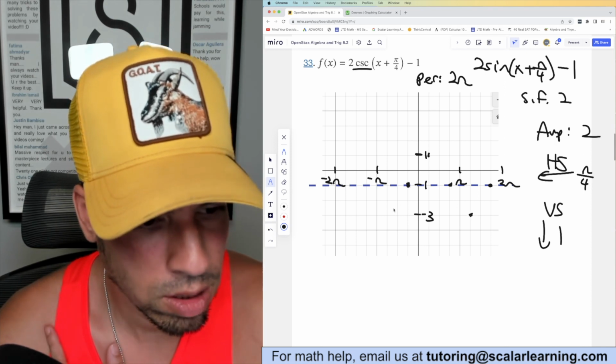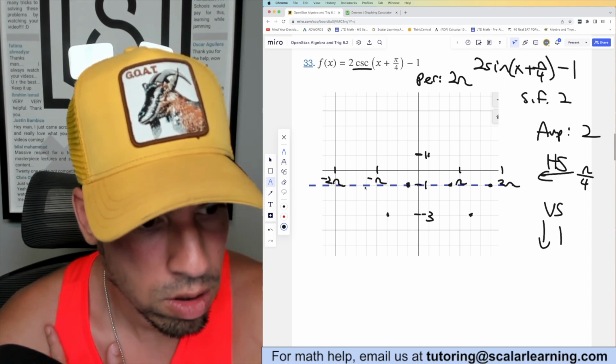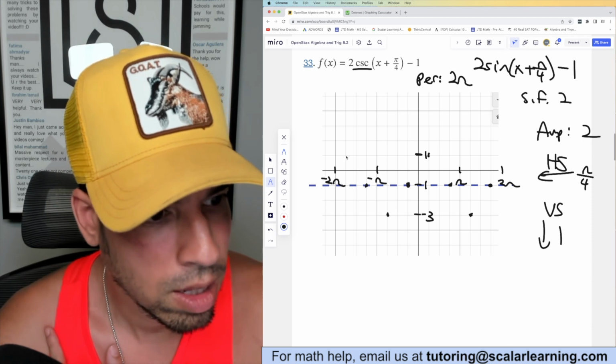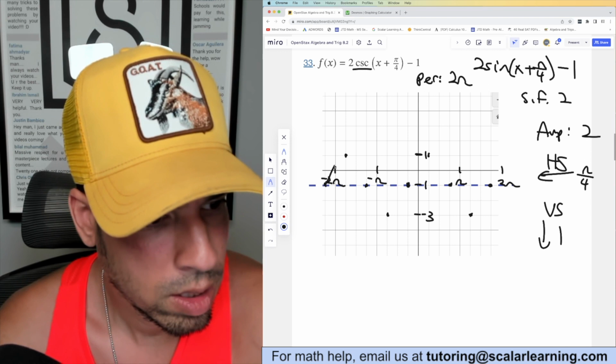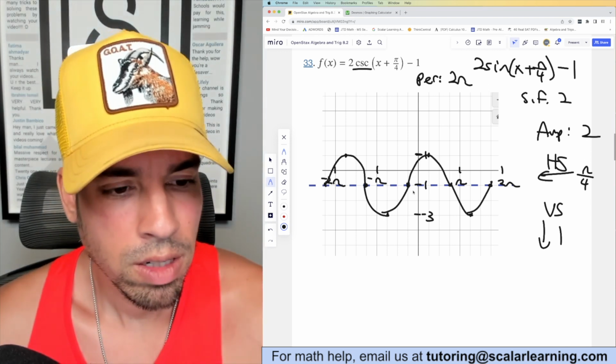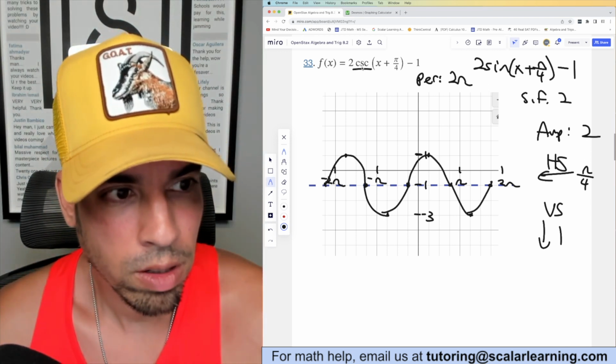And then as we continue this out, we're going to, again, go down here, then back up to the center line, then back up to the max, and then back down like so. Now we're going to connect the dots. So now that we have this nicely plotted out, now we can start to graph the cosecant function.